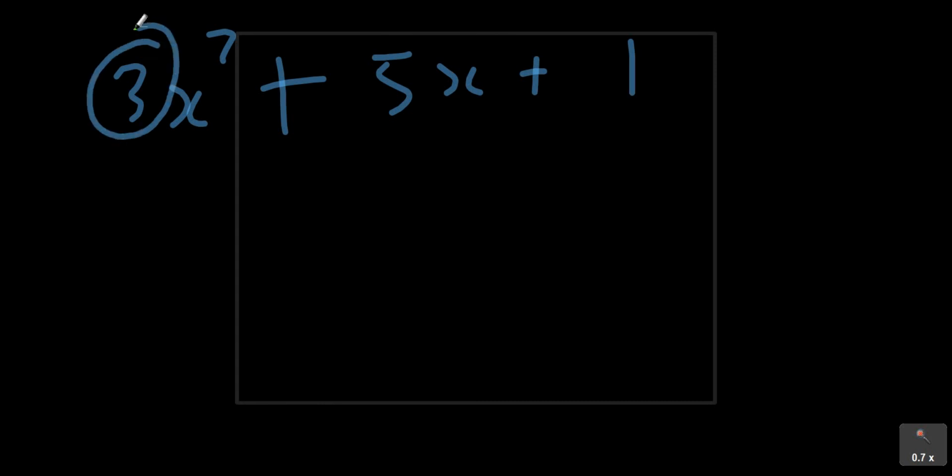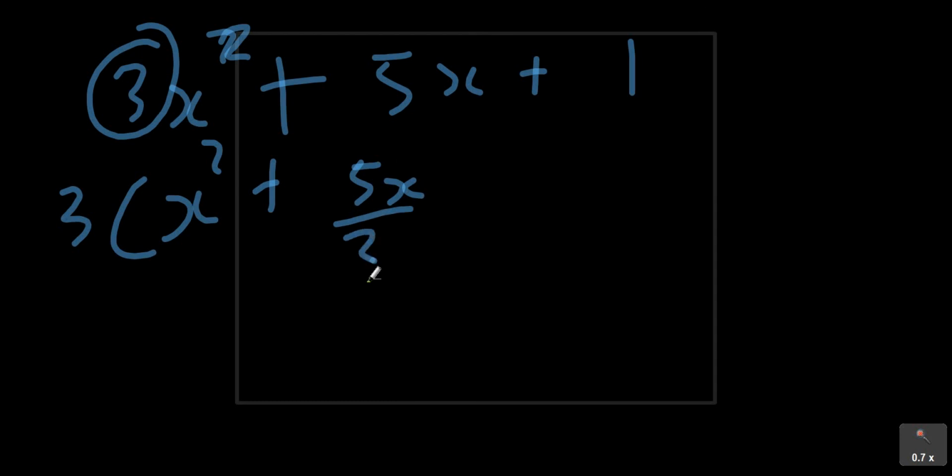Like say I have 3x squared plus, let's say, 5x plus, let's say 1. If we factorize, we always factorize by the coefficient of the x squared. So when we take this 3 out, we have x squared. And since 3 is not a factor of 5, we will divide this by 3. Close that. And then this one is also going to be divided by 3.